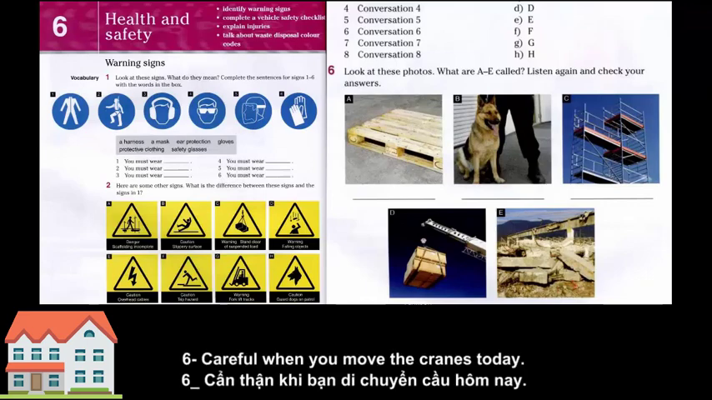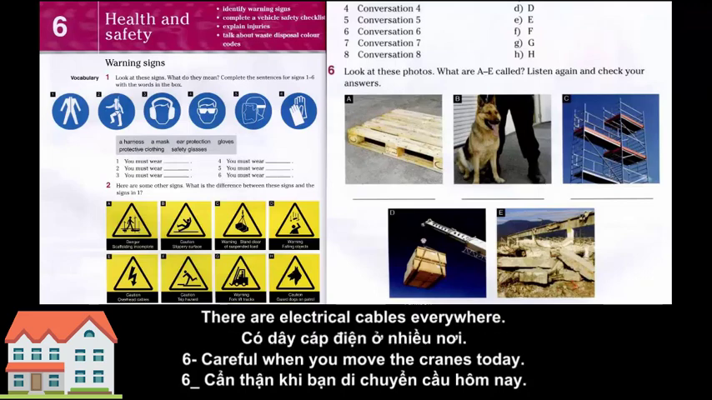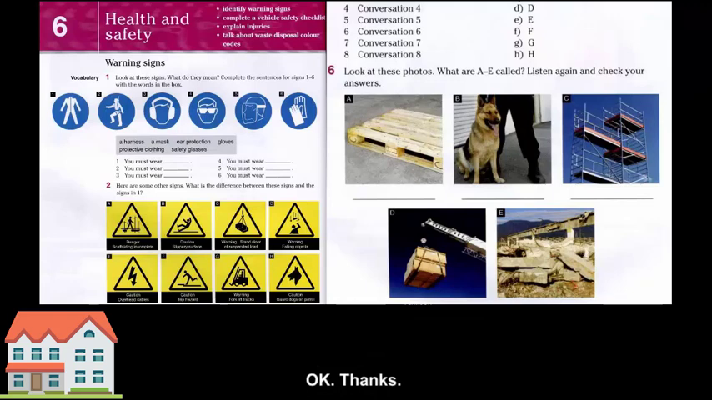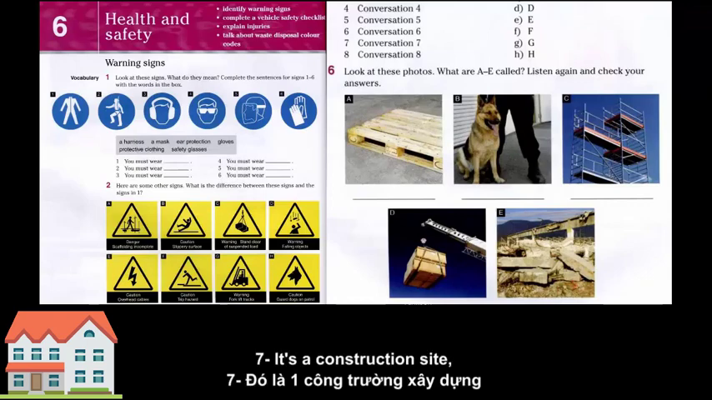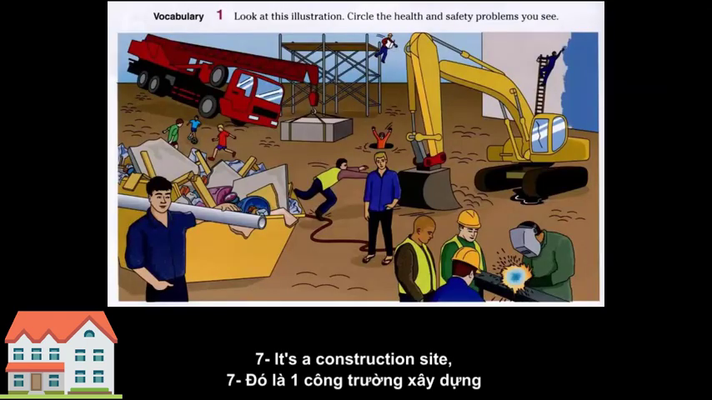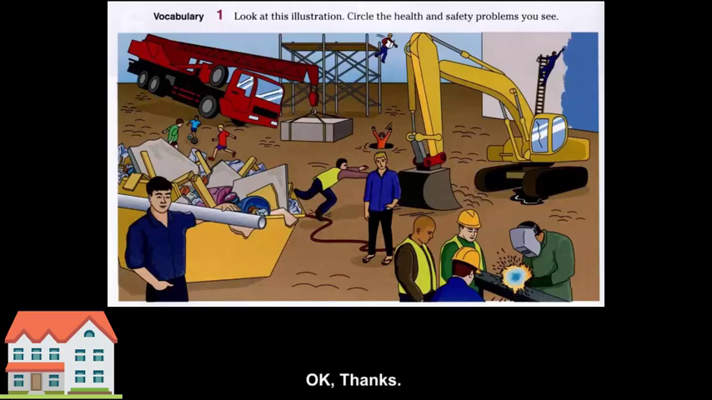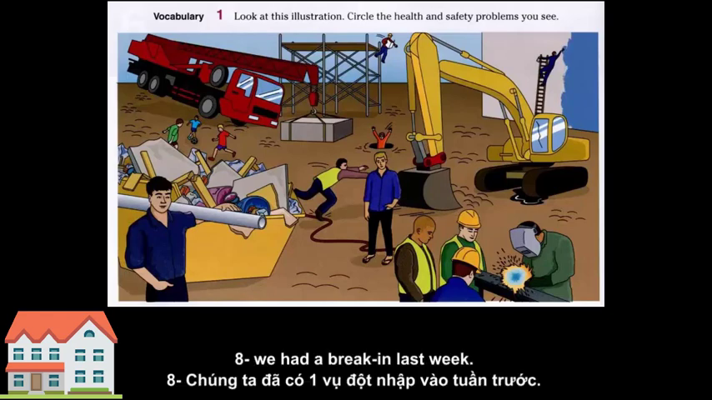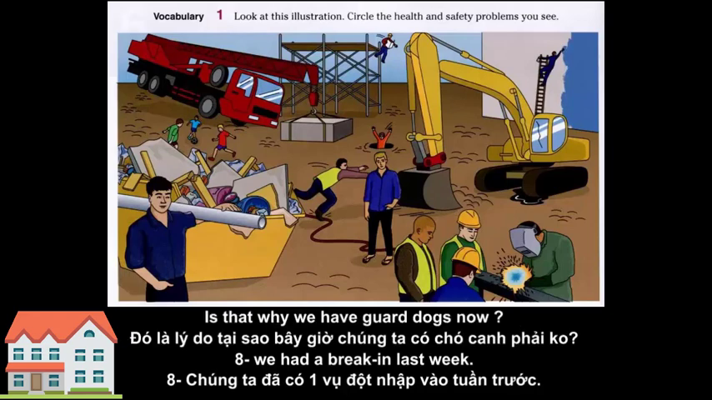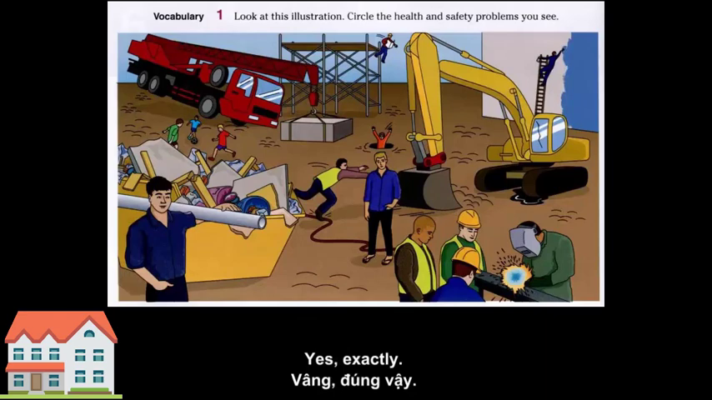6. Careful when you move the cranes today. There are electrical cables everywhere. Okay, thanks. 7. It's a construction site, so there's a lot of debris on the ground. Okay, thanks. I'll be careful. 8. We had a break-in last week. Is that why we have guard dogs now? Yes, exactly.